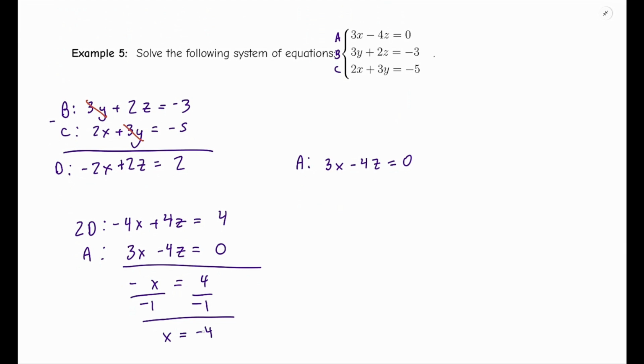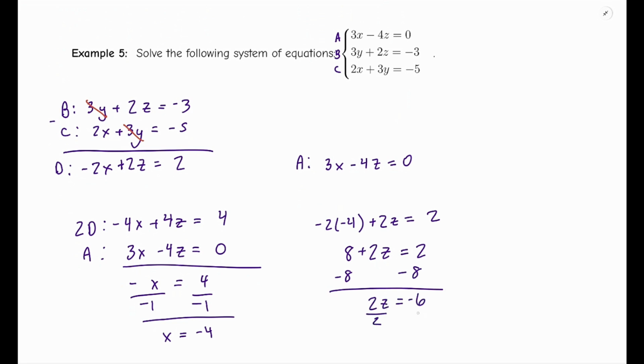Now I need to plug this either into D or A. I'm going to plug it into D. So we get negative 2 times negative 4 plus 2z equals 2, which is 8 plus 2z equals 2. Subtract 8, subtract 8. 2z equals negative 6. Divide by 2, divide by 2. z equals negative 3.